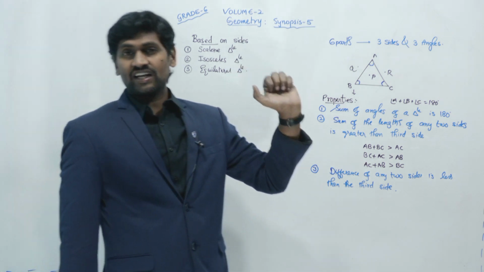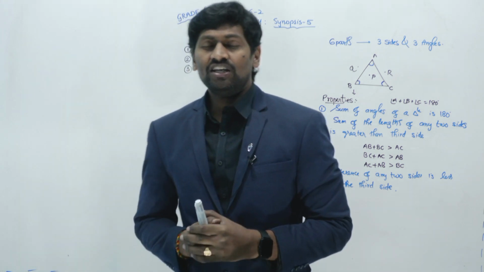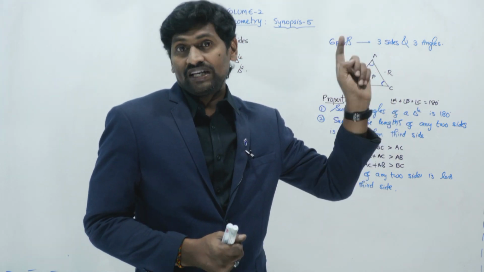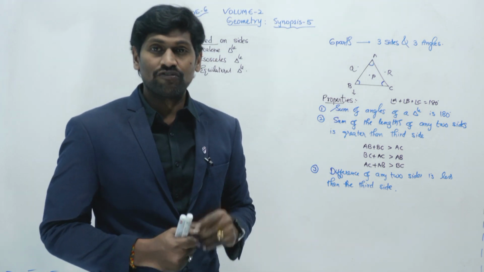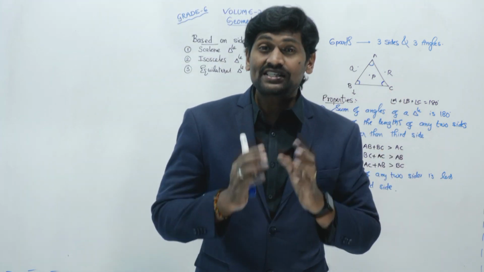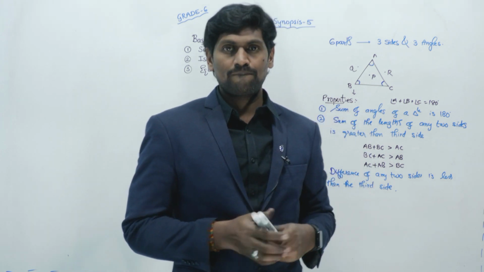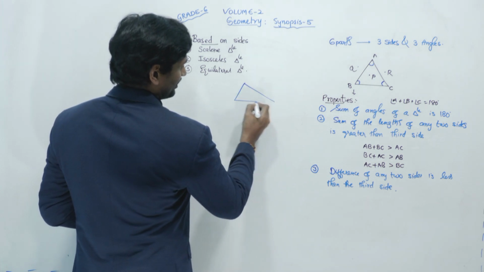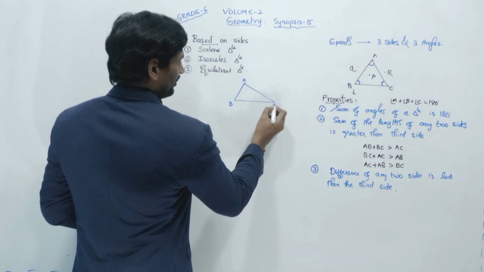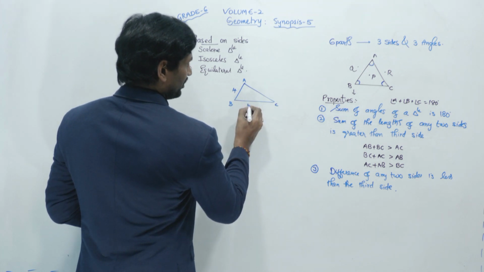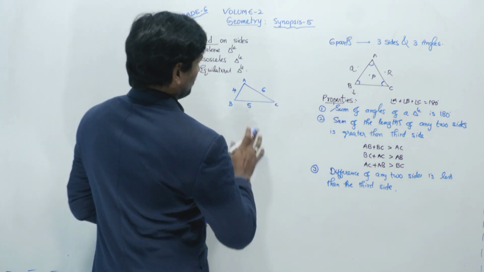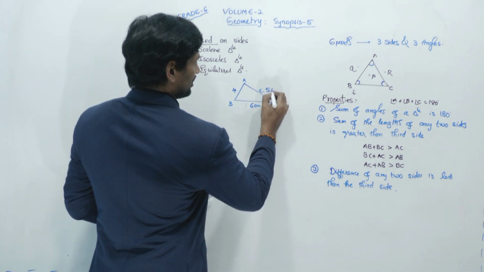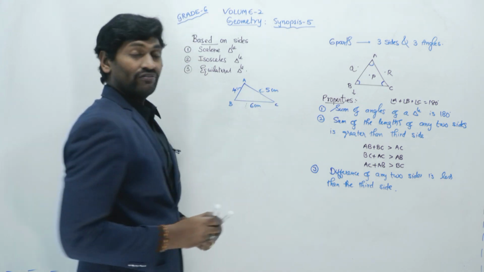Right, let us check. First, the scalene triangle. Scalene triangle means if you take a triangle in which all its sides are of different length, all the sides of a triangle are in different length, such triangles are called scalene triangles. For example, if you take triangle ABC like this, let us take AB 4 centimeters, here 5 centimeters, there 6 centimeters. Okay, so this is the diagram of a scalene triangle.